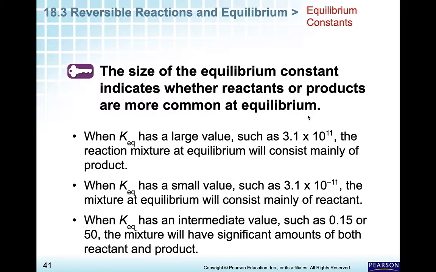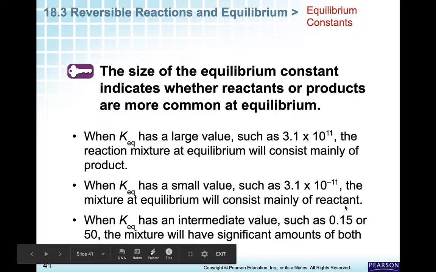When K has a large value, such as 3.1 times 10 to the 11th, that's a very big number, right? That would indicate to us that the reaction mixture at equilibrium will have mostly product. This number was equal to products over reactants, so for it to be so large, the product concentration must be much larger. Same thinking, if this is a small value, how about 3.1 times 10 to the negative 11th? This will be a very small number, much less than 1. And that would tell us that the equilibrium mixture is mostly reactant.